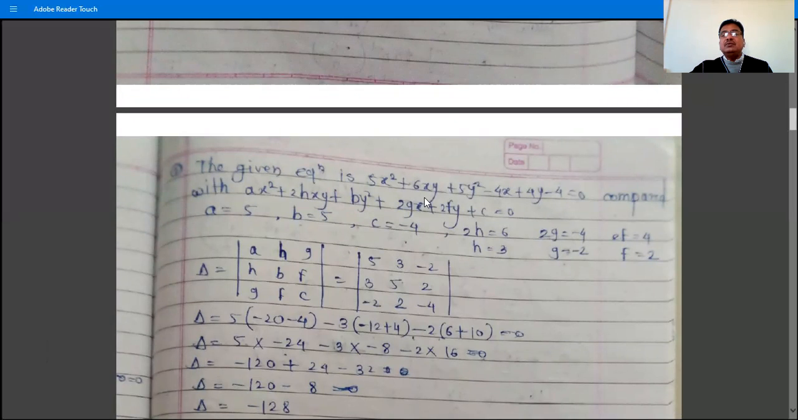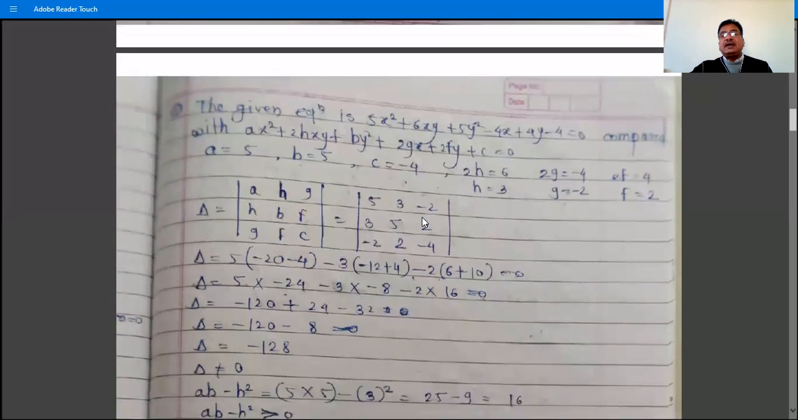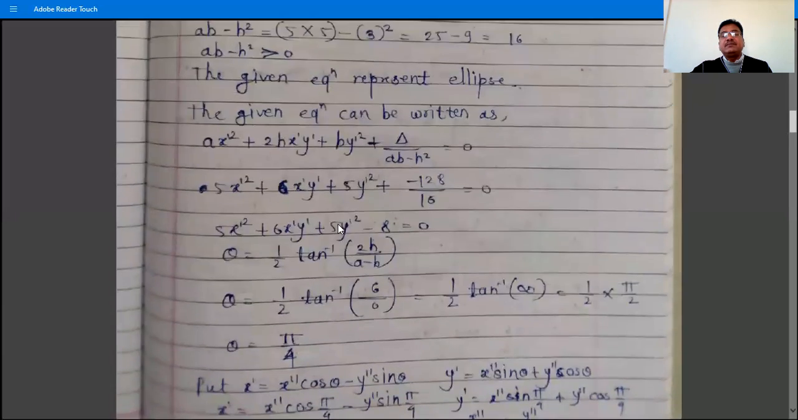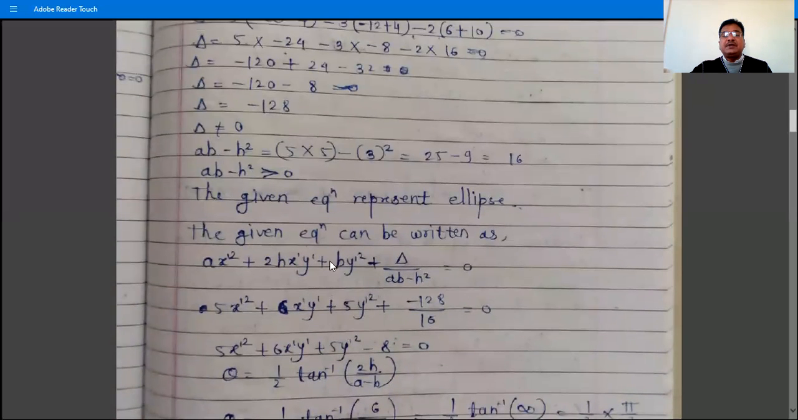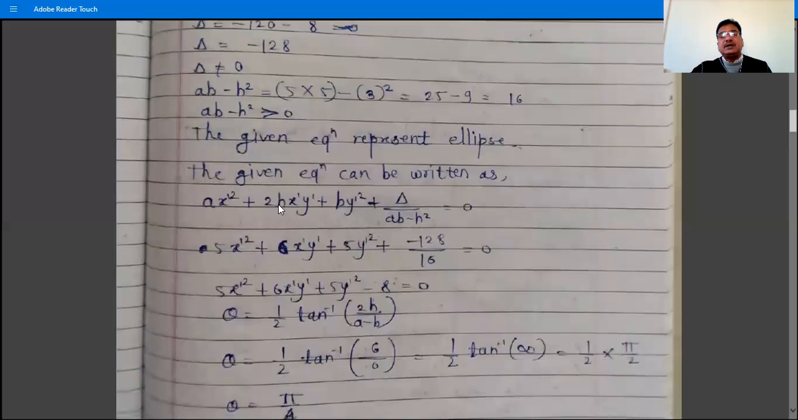Then in order to delete the product term, rotate the axis through an angle theta equal to 1/2 tan inverse 2h divided by a minus b. So first is the procedure of deleting the linear terms, the x term and y term. Okay, what is the procedure? Directly write the formula: ax dash square plus 2h x dash y dash plus by dash square plus delta by ab minus h square is equal to 0.